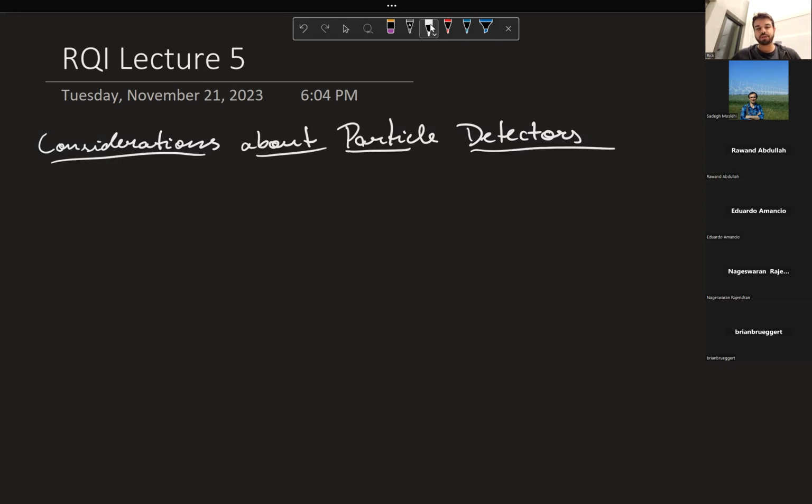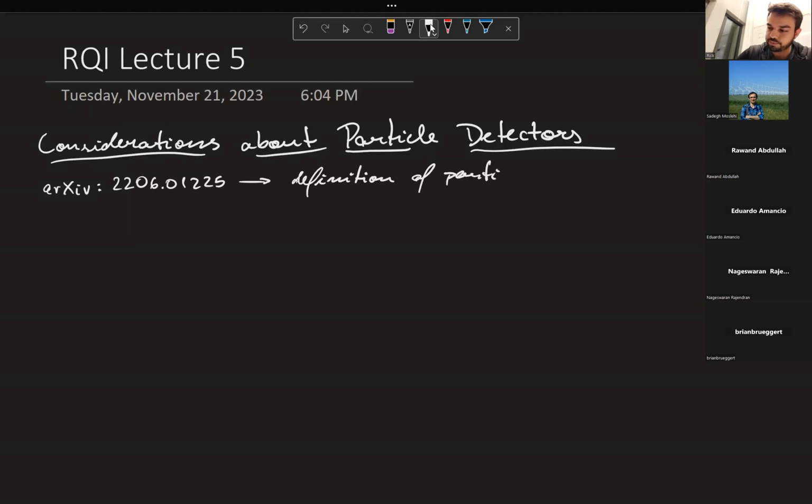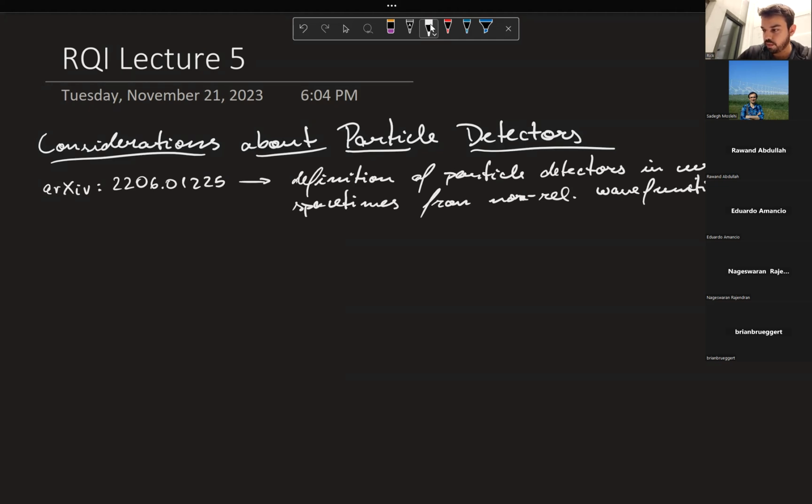Specifically, we want to know how do these models connect to physical systems that couple to quantum fields, okay? And what are the issues that arise from these models? So there are 3 main references that I'm going to suggest here, if you're interested in this. One of them is a paper that I put out last year, which is basically about the definition of particle detectors in curved spacetimes from non-relativistic wave function quantum mechanics.